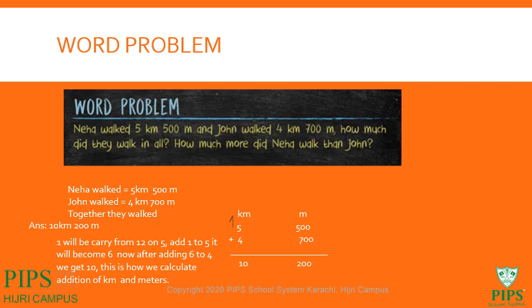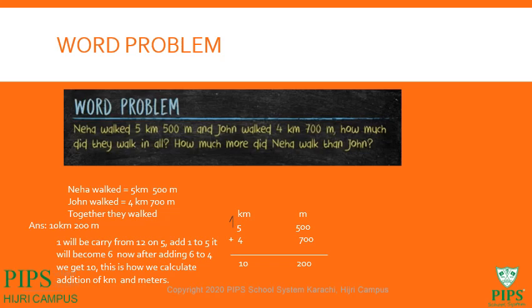First we will add. You must write the data. Neha walked 5 kilometers 500 meters and John walked 4 kilometers and 700 meters. Now make a kilometer column and a meter column. Write the kilometer numbers below the kilometer unit column and the meter numbers in the meter unit column. For example, I have written 5 and 4 in the kilometer column and 500 and 700 in the meter column.